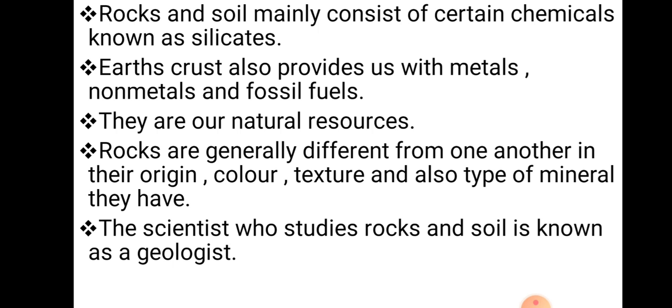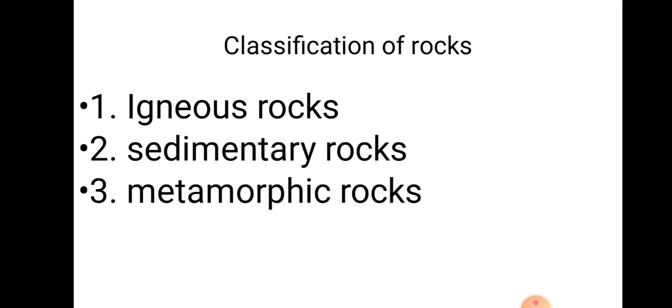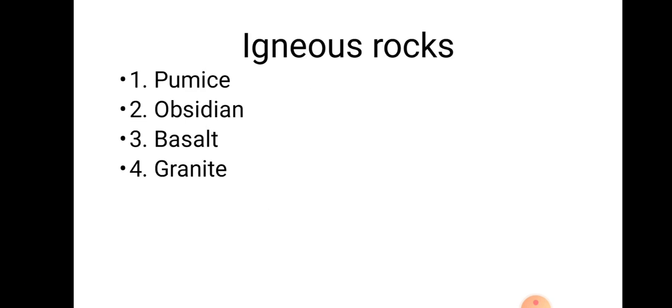Rocks are generally different from one another in their origin, means in their look, their color, their texture, and also the type of mineral they have. The scientist who does deep study about rocks and soil is known as a geologist. Now, depending on the different types of rock, it can be classified into 3 parts: igneous rock, sedimentary rocks and metamorphic rock. We will see about each of them in detail.